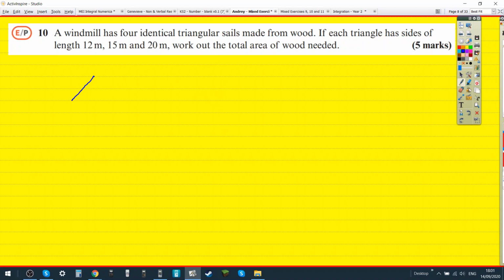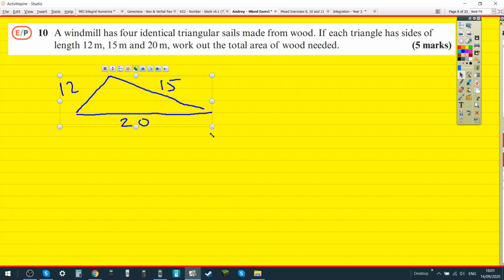So would we just start off by drawing like a random triangle? Yeah. And then, so the area is half AB sine C. Mm-hmm. And so do we now need to somehow find an angle for this triangle? Yeah.